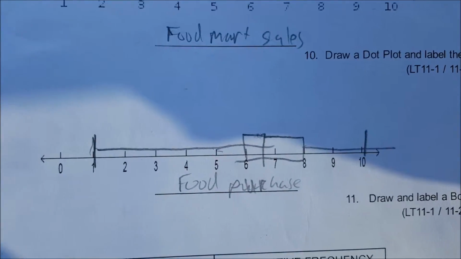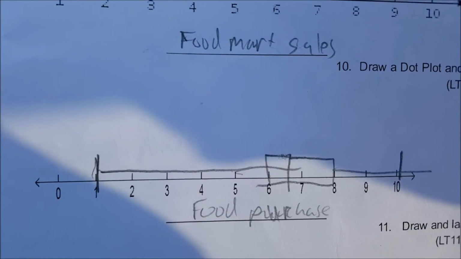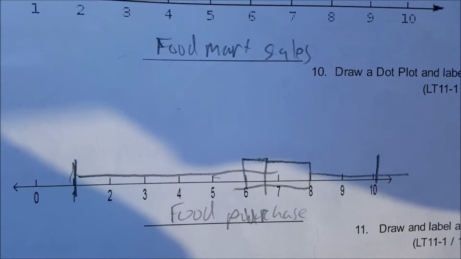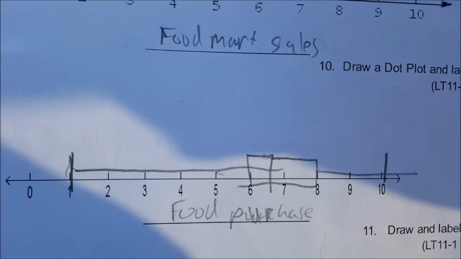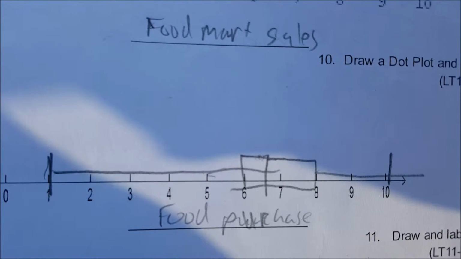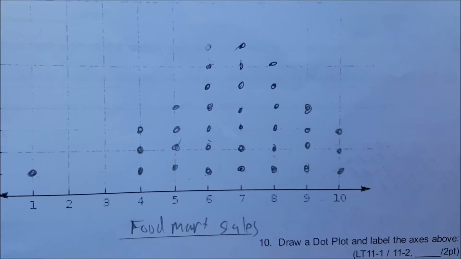Illustrated on this box plot, you see the highest frequency of sales is between purchasing 6 items and 8 items. Shown right there.